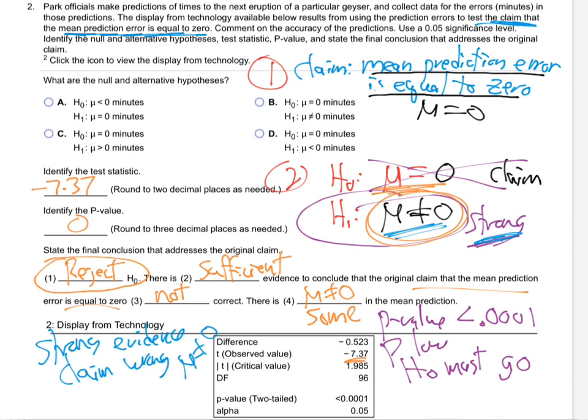So again, start with the claim and literally write it down. Mu, it'll be equal, greater, less. Write that down. Write your H0, H1. H0 is always equal. And then write which one's the claim. And then do the "P is low, null must go" thing. Make sure in the end you're circling one of these and crossing off the other.